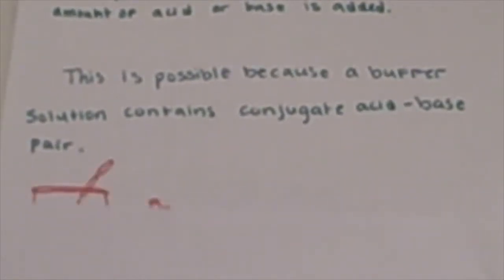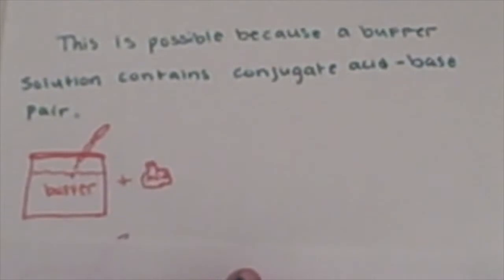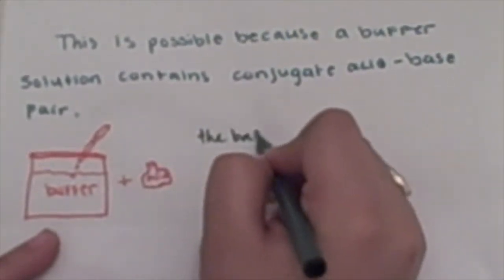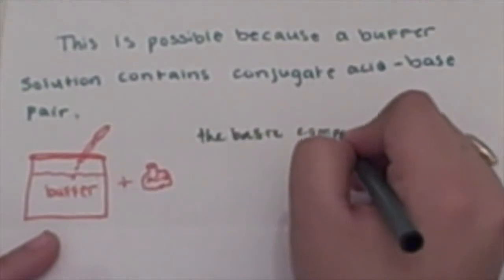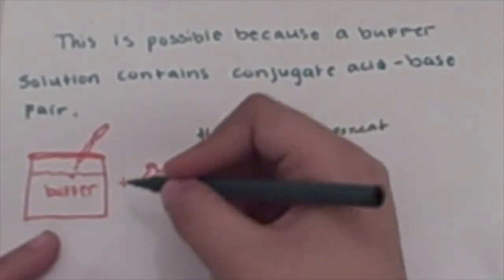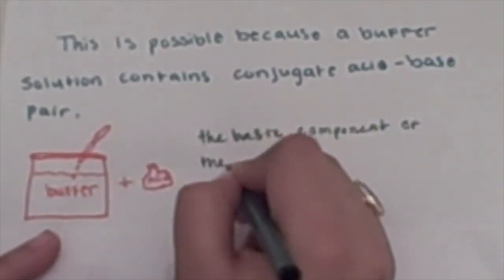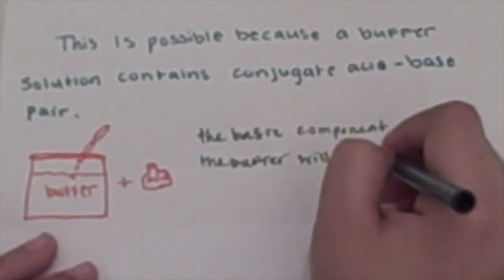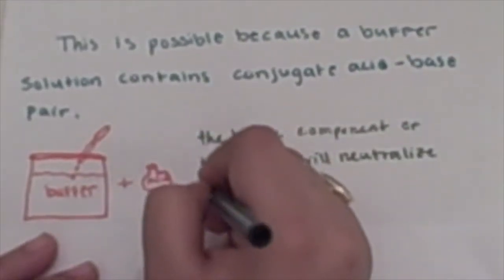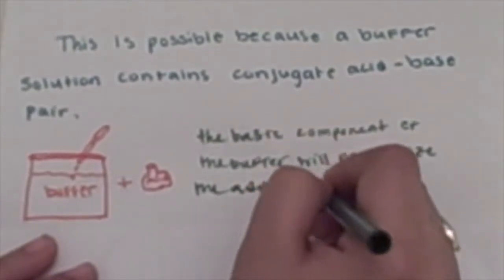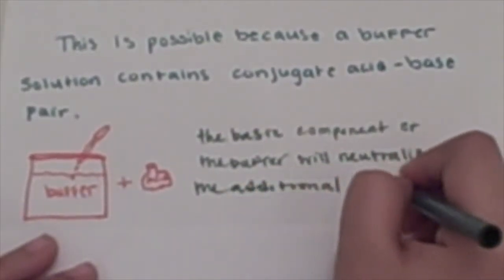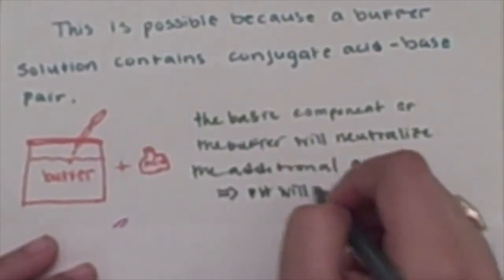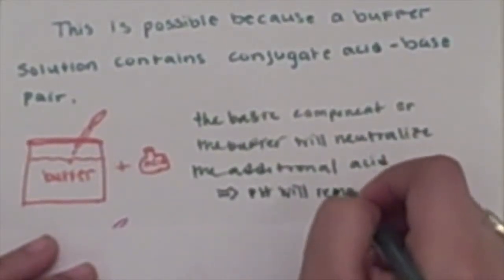So for instance, if we have a buffer solution and we add a small amount of acid to it, then the basic component of the buffer will neutralize the additional acid, and therefore the pH will remain relatively the same.